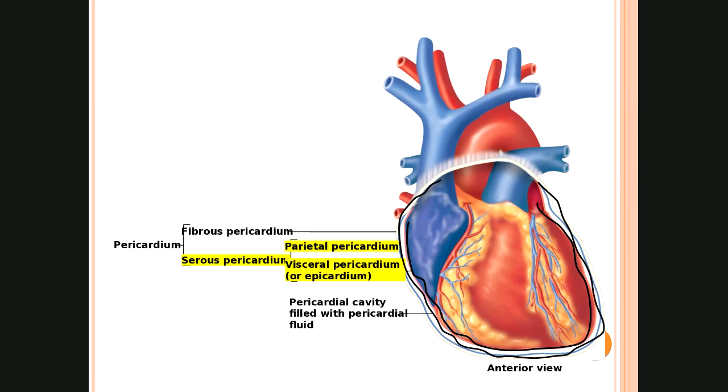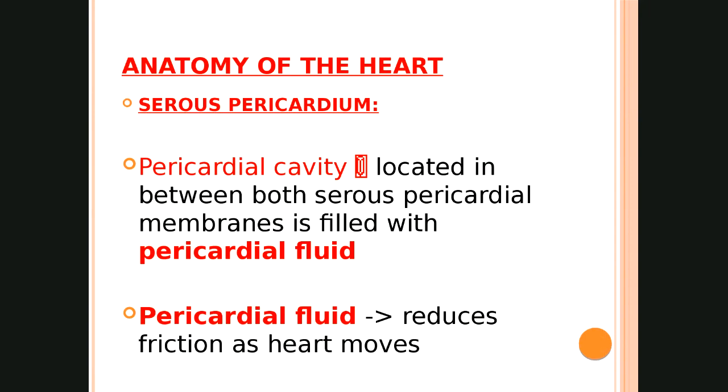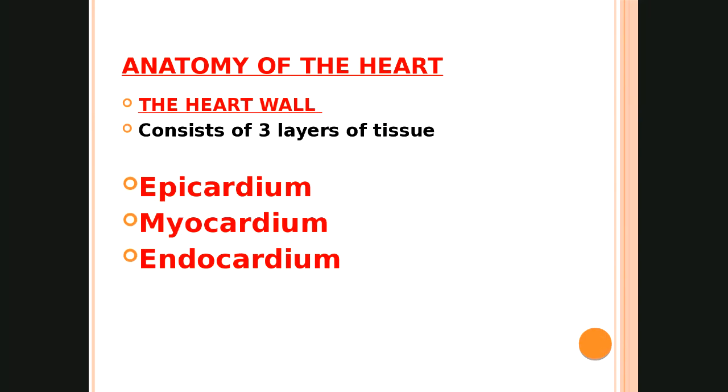In between, there is a cavity, which is called the pericardial cavity, filled with pericardial fluid. The fluid cushions and reduces friction as the heart pumps. The heart consists of three tissue layers. The outermost layer is the serous membrane or visceral pericardium, also called the epicardium. Remember, epi meant upon, so upon cardium, upon the heart.